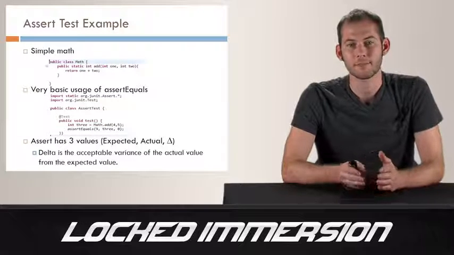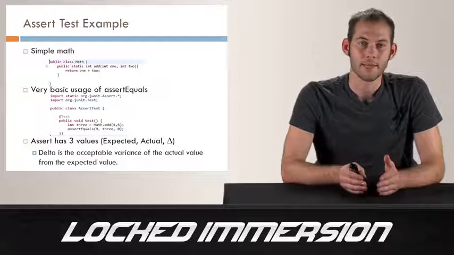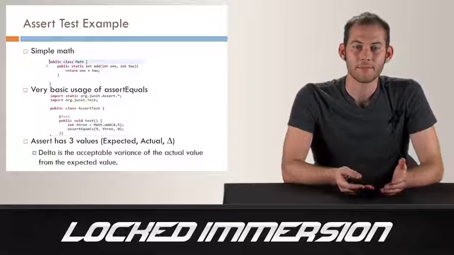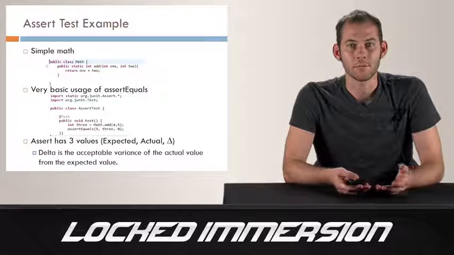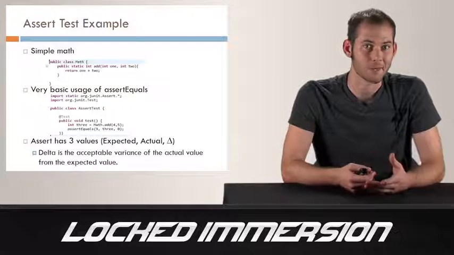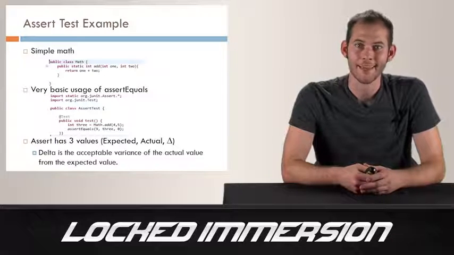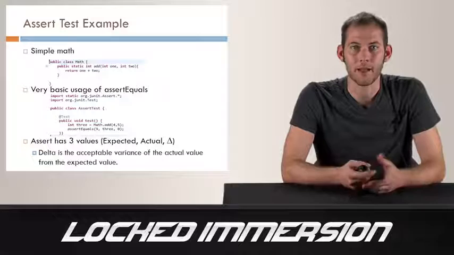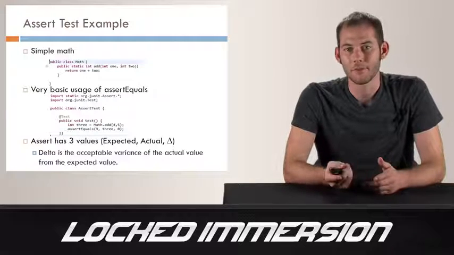The first value is the expected, the second value is the actual, and the third value is the delta. The expected value is the manual input. That's what you think it needs to be, or if you have something from a professor that says what it needs to be, which is usually my case. Then you have the actual, which is the one pulled in from the program after the math is actually done. And then you have the delta.